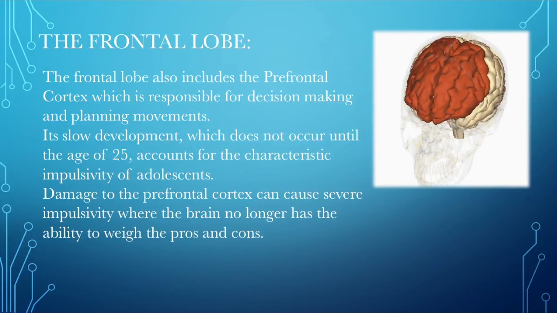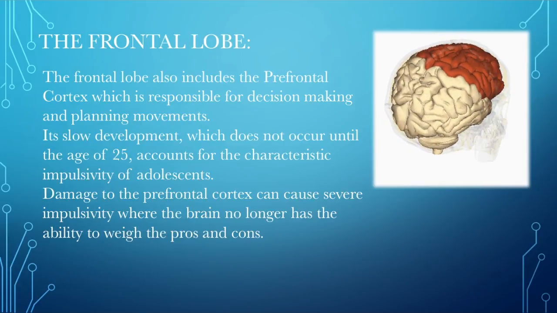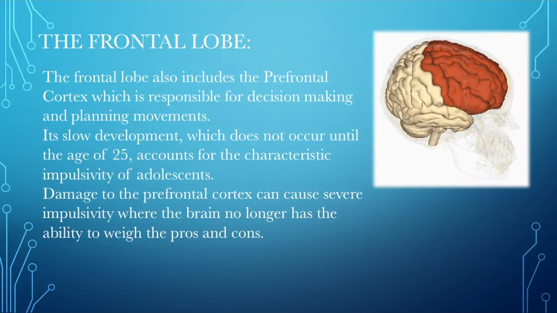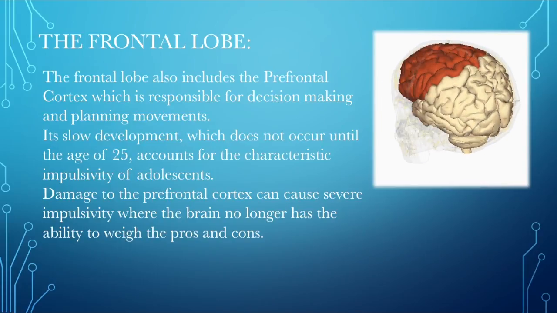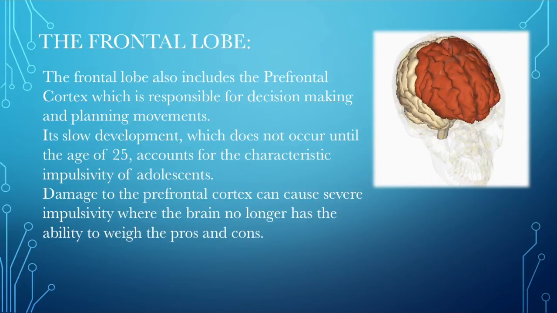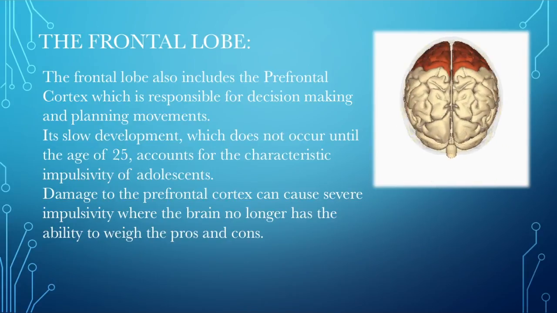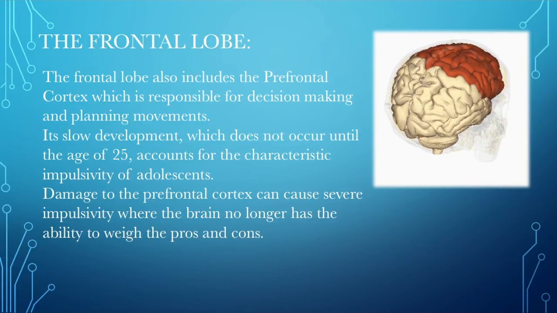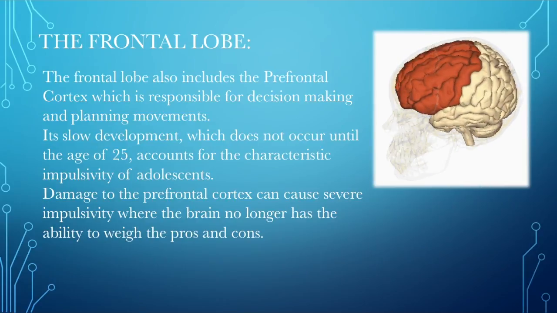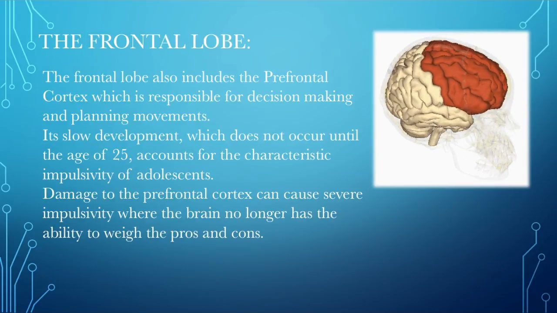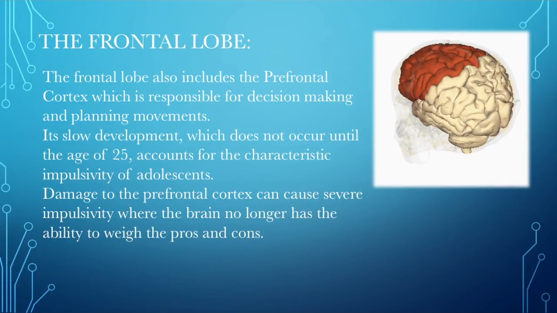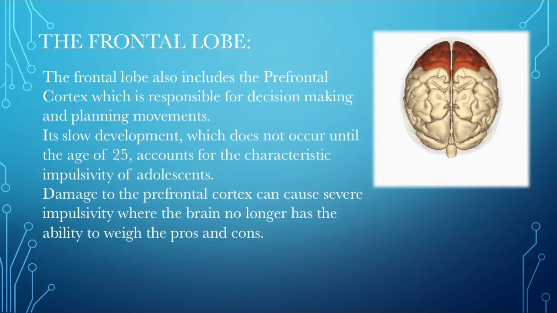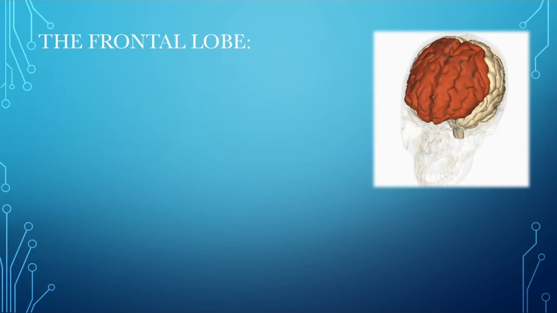The prefrontal cortex specifically is important in decision-making and planning movements, taking into account possible rewards, difficulty of action, probabilities of success and failure, and more. Unexpected outcomes therefore highly excite the cells in this area. The slow development of the prefrontal cortex, which does not occur until approximately the age of 25, accounts for the characteristic impulsivity of adolescents. The center for which they make rational decisions simply does not have the capacity to take into account long-term consequences. Similarly, damage to the prefrontal cortex can cause severe impulsivity because the brain no longer has the ability to weigh pros and cons.